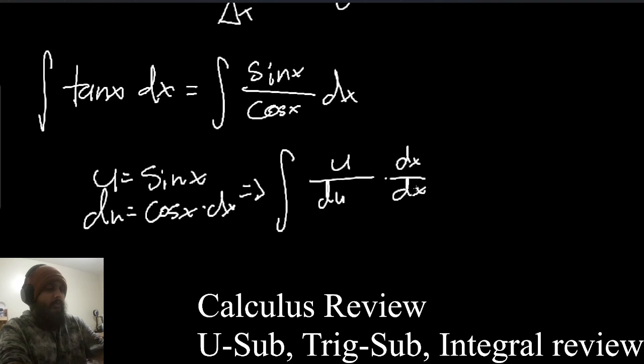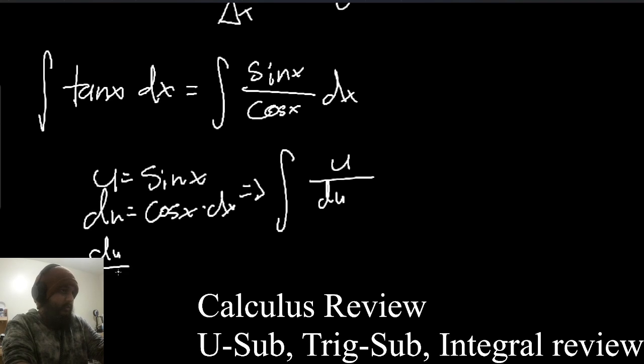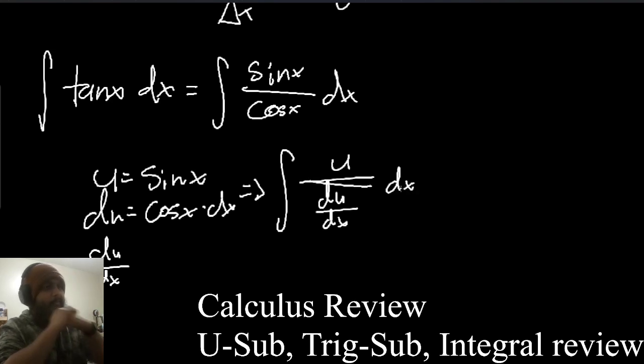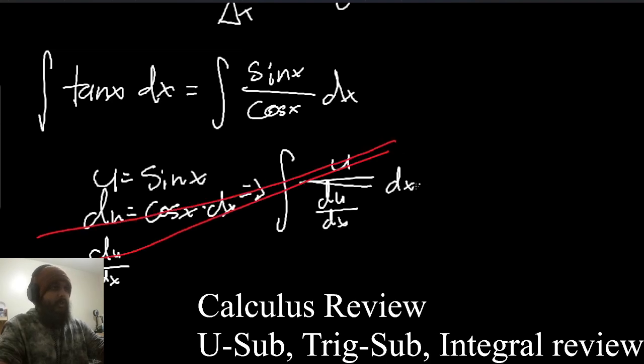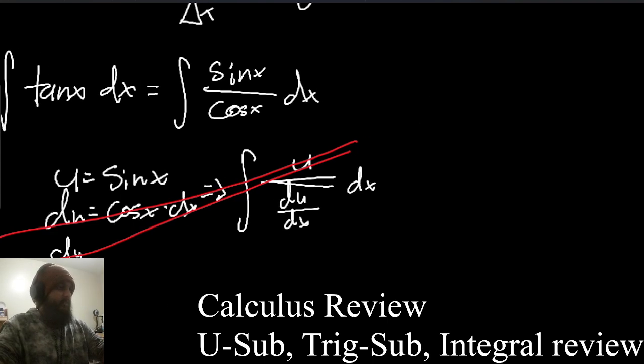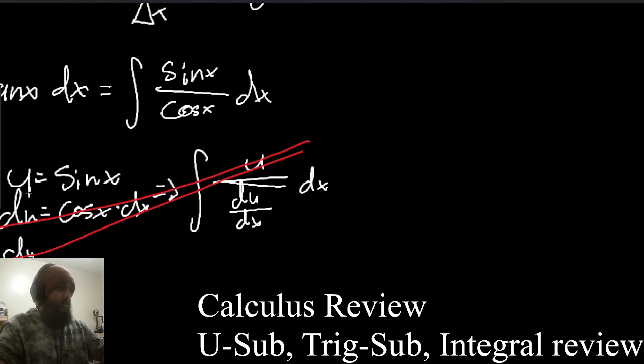Or sorry, if we rewrite this, it's going to be du over dx, and then times dx. Dang. Okay, that's not right. du in the denominator is not great. So we can't really do much with this. So you should always refrain from putting du in the denominator.